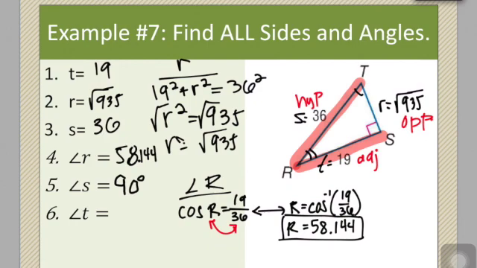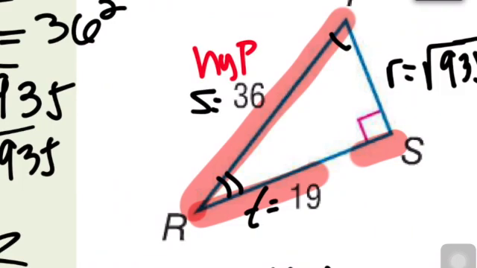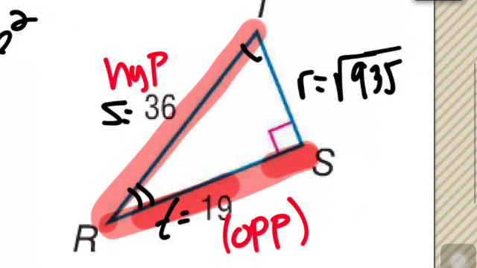Okay, so we're going to have to relabel the sides. So the adjacent and opposite are now going to change because I'm now looking from angle T. All right, so this is good. I'm still given these two sides. So now the 19 is going to be my opposite side, and now the R equals square root of 935 is going to be my adjacent side.